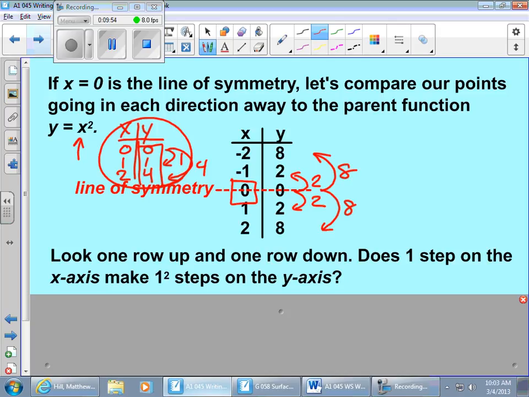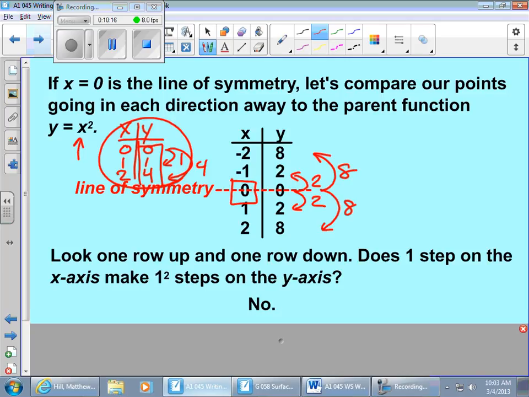Look what's happening to the y values. Instead of moving by 1 and 4, like the parent function does, it's jumping up by 2 and by 8. Okay, this graph has been stretched. Look one row up and one row down. Does one step on the x-axis make 1 squared steps on the y-axis? The answer, no, it doesn't. It's not making 1 squared. Instead of getting a 1, we got a 2. Instead of getting a 4, we got an 8.